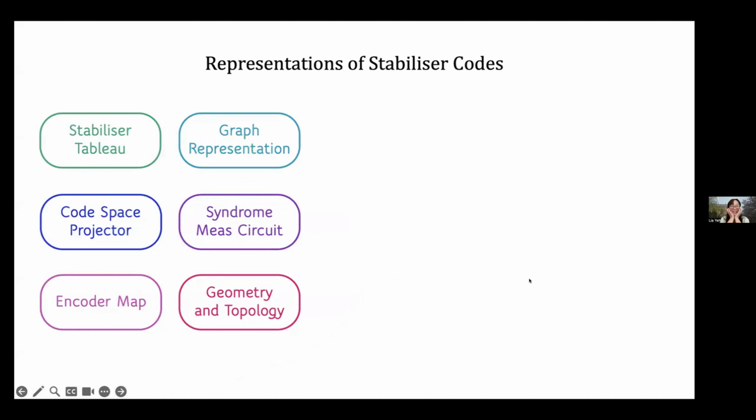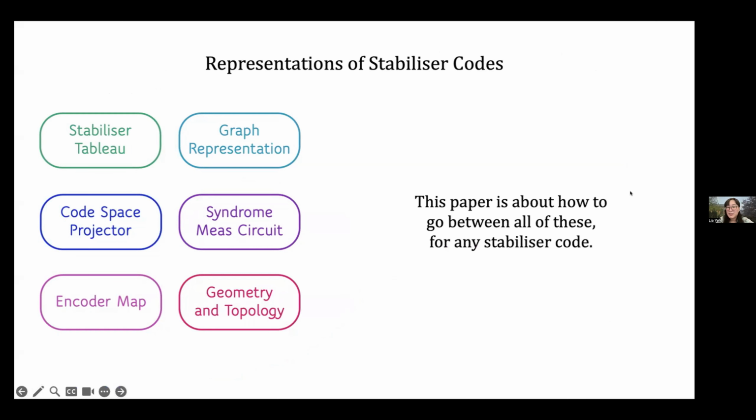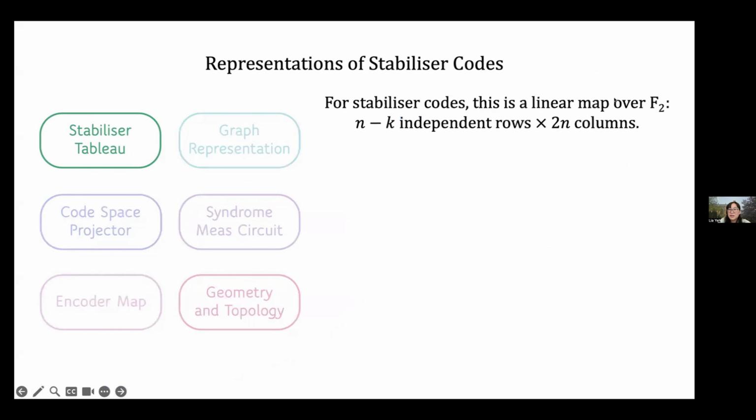This part of the talk, wrapping up the first part, is about these representations of stabilizer codes. I've just thrown six common ones here. We'll talk mostly about the first five. But this paper is about how to go between all of these, except maybe not geometry and topology, except in cases where you can overlay them, but for any stabilizer code. So here are some quick and dirty definitions or recaps, as well as what they look like.